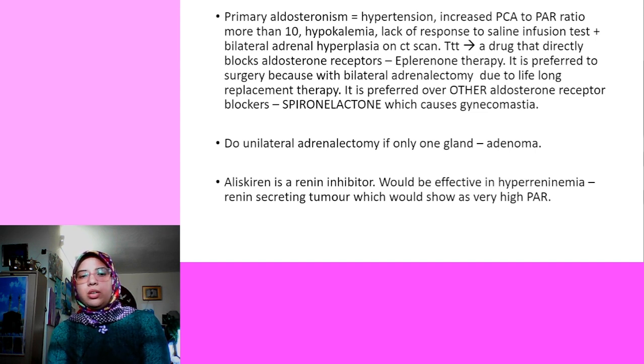A drug that you need to be aware of is called aliskiren, which is a renin inhibitor. It would be effective in a case of hyperreninemia. I would know that there's hyperreninemia if I have a case of high blood pressure, which shows very, very high PRA, so it's not inhibiting and it's lost the whole control of blood pressure.